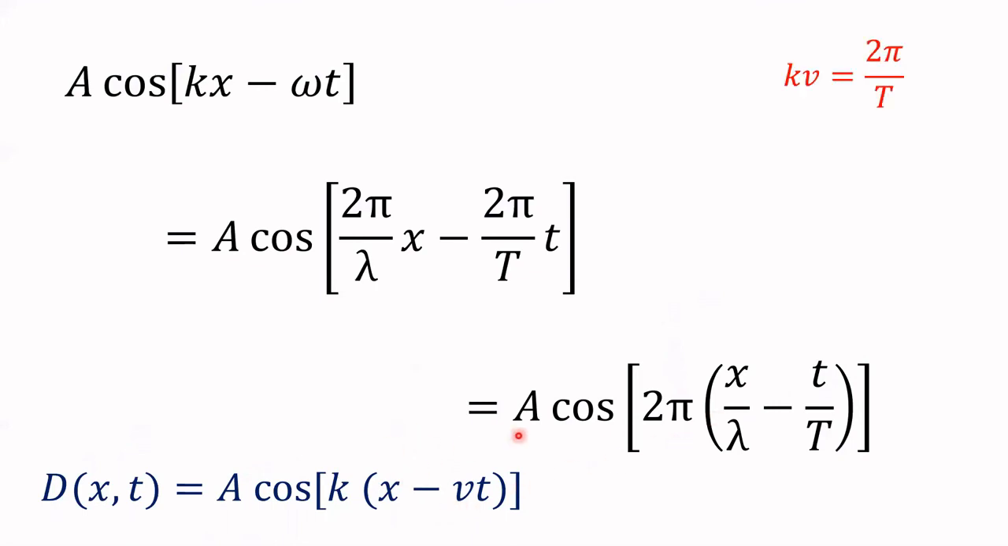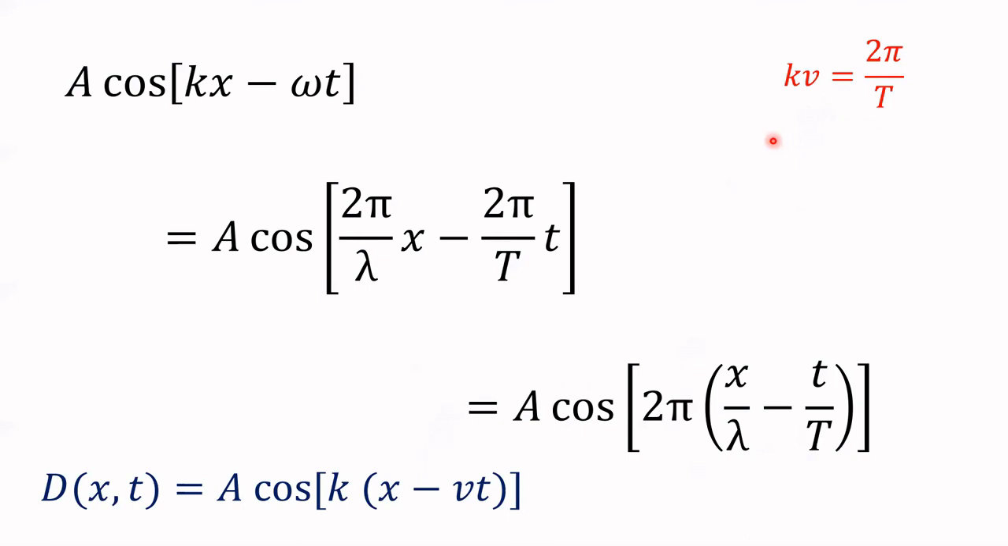Well, if that's true, if these are the same, look at the coefficient of t. See how we have a k times v? So kv is the coefficient of t. But here, the coefficient of t is 2 pi over big T. See that? 2 pi over period. So if these functions really are the same, then these two would have to be equal.